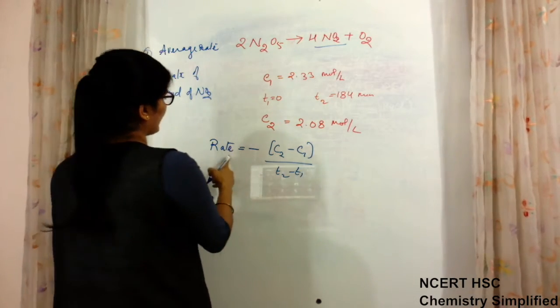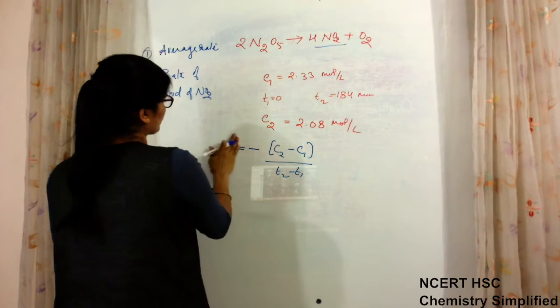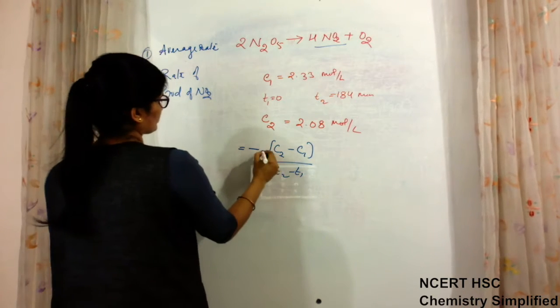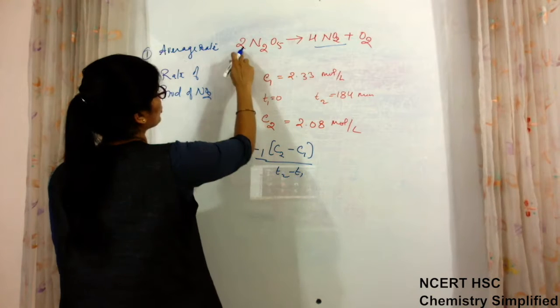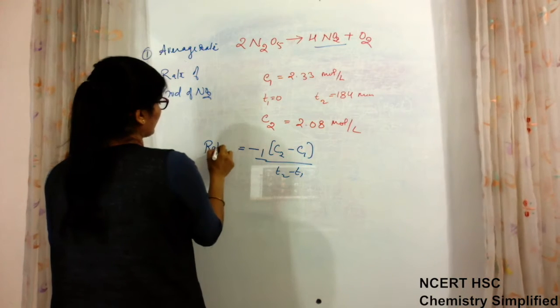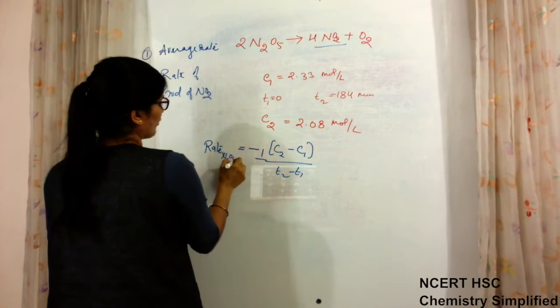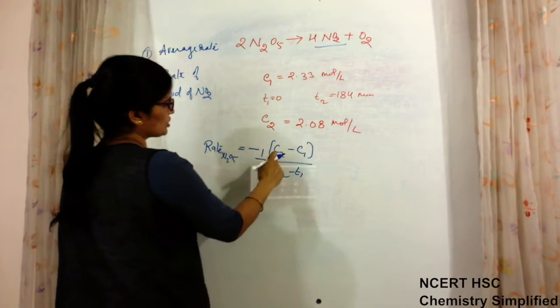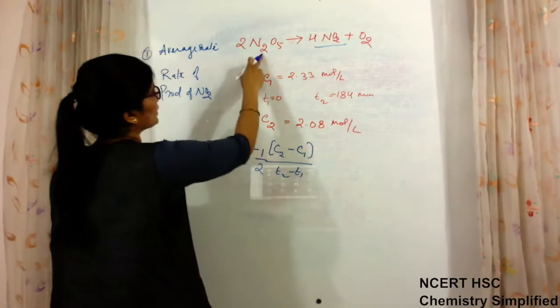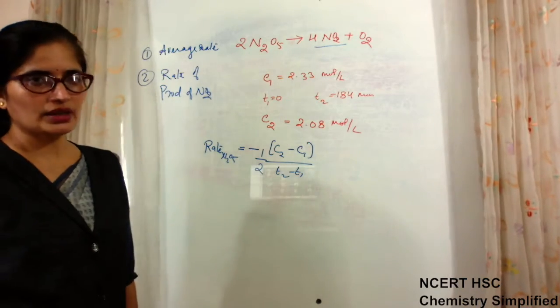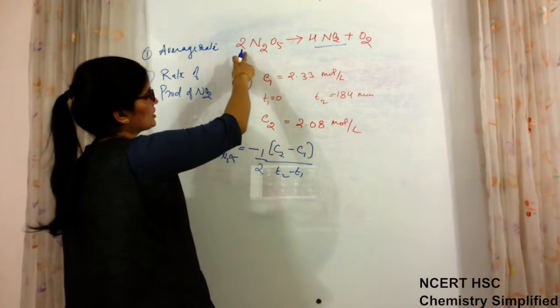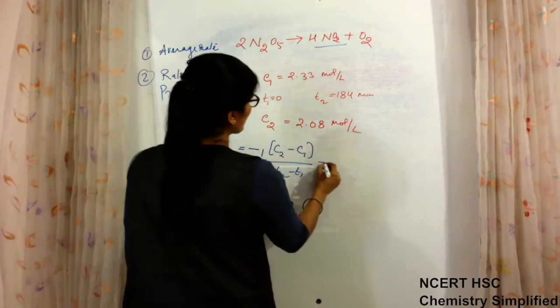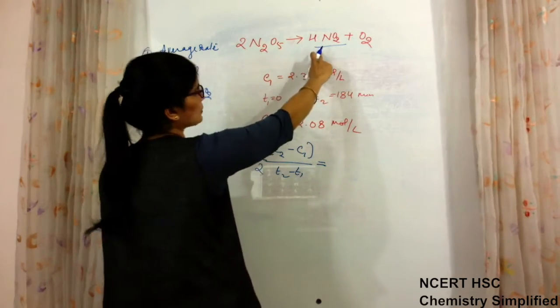Also, rate here is actually equal to what? We know that we have to use the stoichiometric coefficient. So rate of N2O5 will be equal to 1 by 2, minus 1 by 2 times C2 minus C1 upon T2 minus T1. Is it okay? Because the stoichiometric coefficient is 2, which is also equal to, because it is a product. Yes.